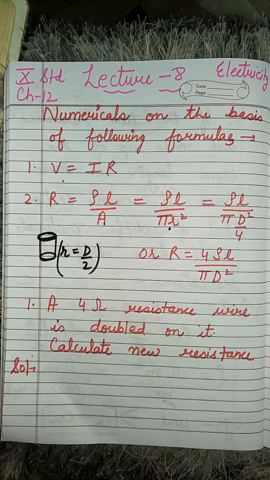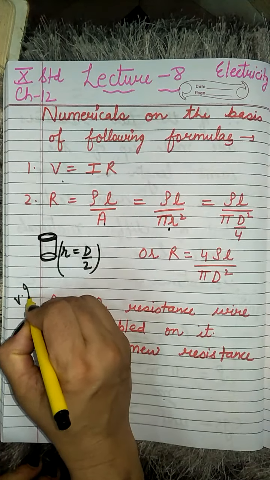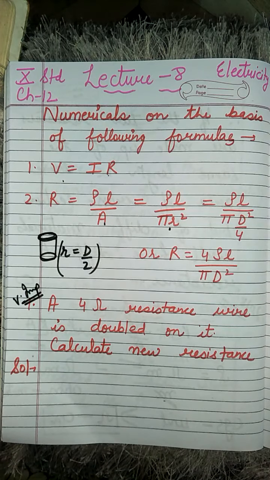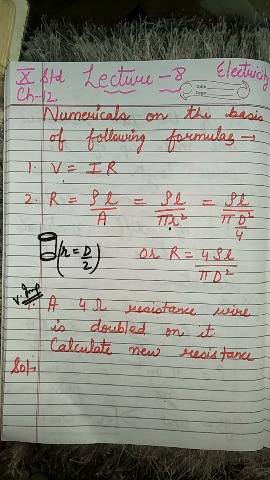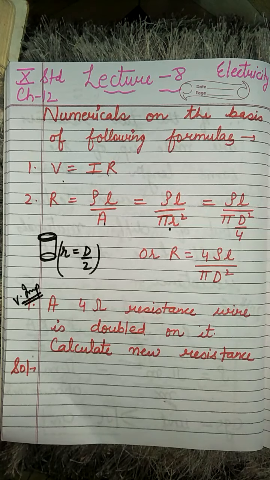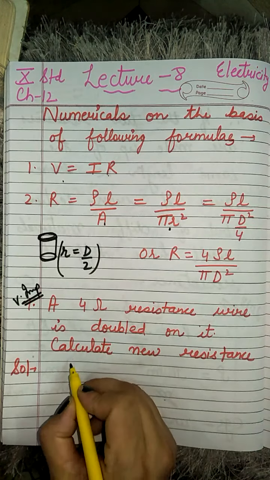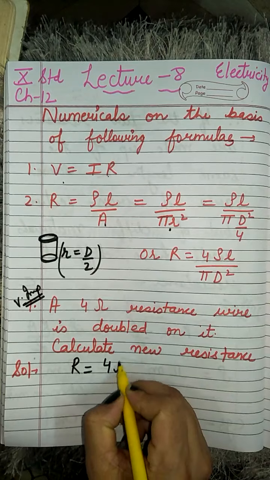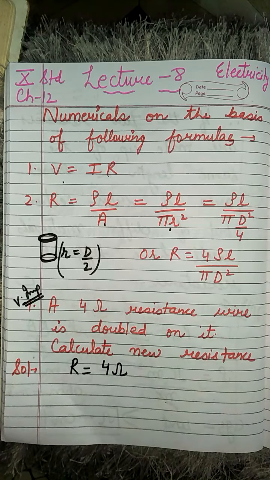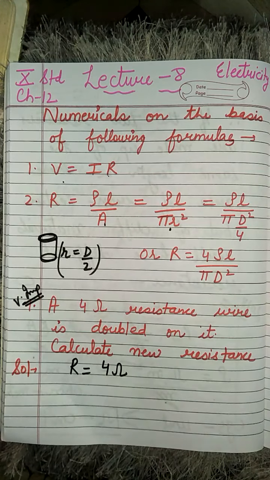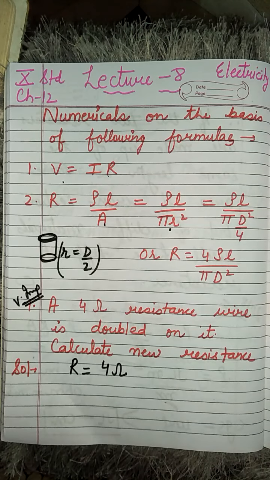So I am going to discuss the numericals. The very first numerical is a very important question, normally asked either in the September exams or final or the pre-boards. So try to concentrate well on this numerical. What is your question? A 4 ohm resistance wire is doubled on itself. What is given? Resistance of a wire is given. It is 4 ohm. Try to understand how a 4 ohm wire is doubled on itself. Just wait, I am going to show you one example.